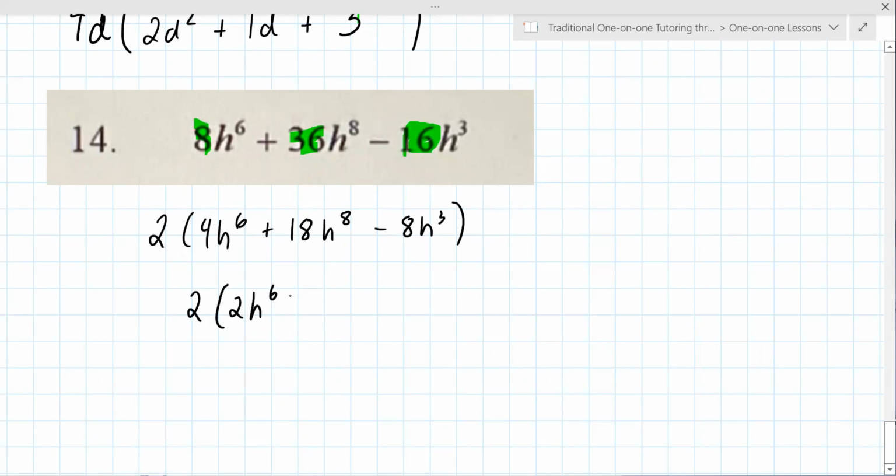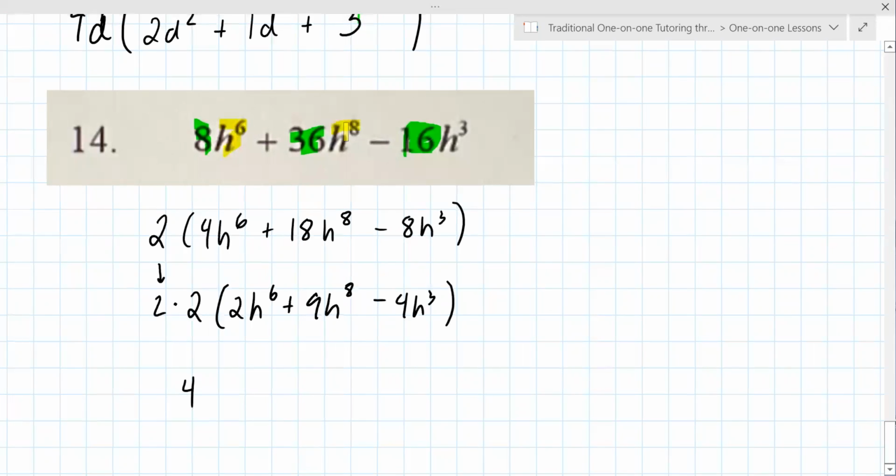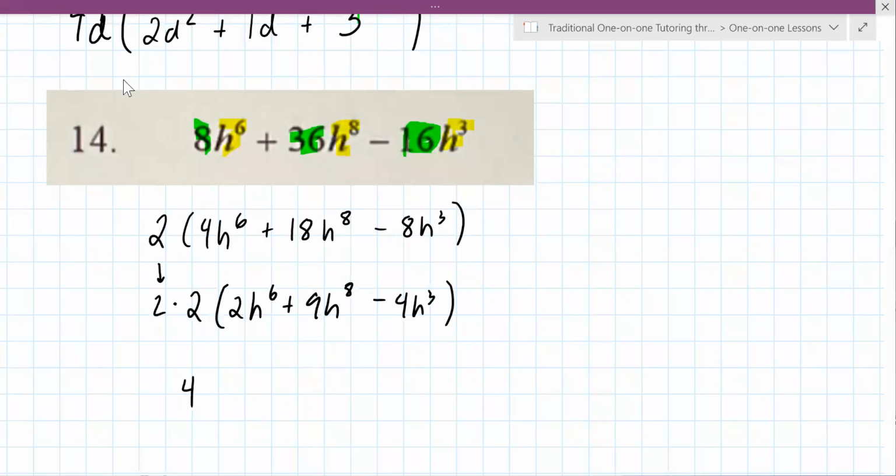Now doing it this way leads to a lot of writing. But if you miss one, it's better to get the correct GCF by doing it this way than not. Next thing you look at are the exponents. You get h to the 6th, h to the 8th, and h cubed. What is the smallest exponent?